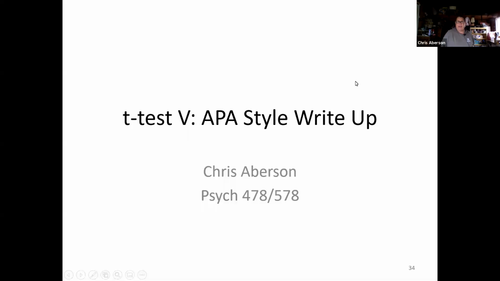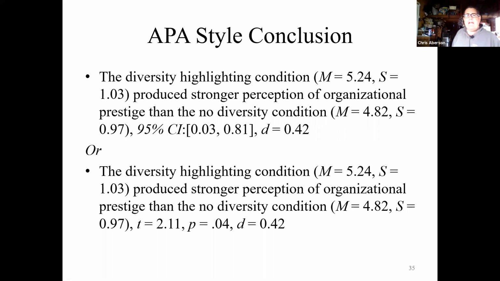All right, let's talk a little bit about how to write stuff up in APA style. So I've got a couple examples here, one writing it up with confidence interval and one writing it up with the p-value. And then I'll go through and highlight a few things within each of these conclusions. I try to provide good examples of APA style for APA style write-ups. You can really model your homework answers and, if you're doing a master's thesis, work on your thesis. If you're doing papers for other classes, you can model those after what I show you here.